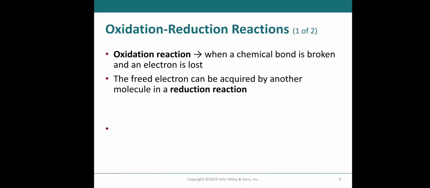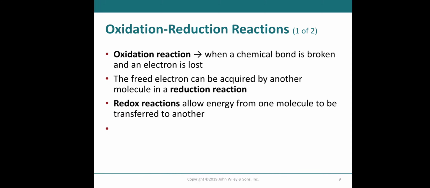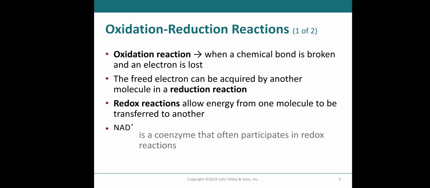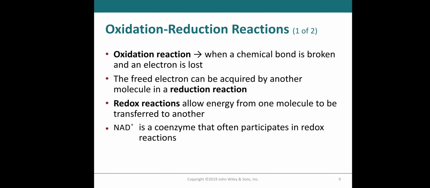So basically, redox reactions, or oxidation-reduction reactions, are always a pair, where in one reaction an electron is lost, and that lost electron is transferred to another reaction where a reduction is occurring. So redox reactions allow energy from one molecule to be transferred to another molecule, such as NAD+, or nicotinamide adenine dinucleotide plus. Basically, it has a charge. It's a coenzyme that often participates in a redox reaction. You will see a lot of that in most metabolic pathways.